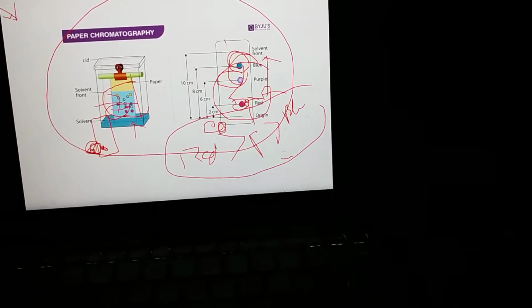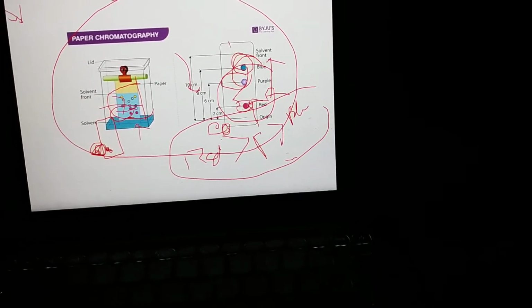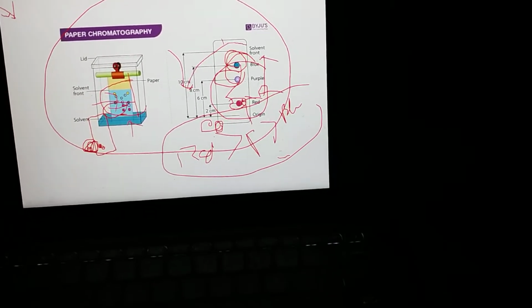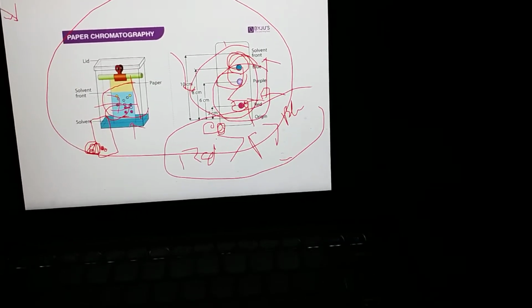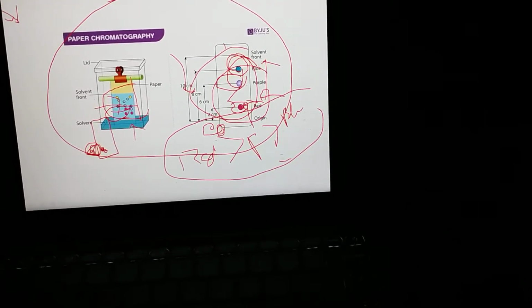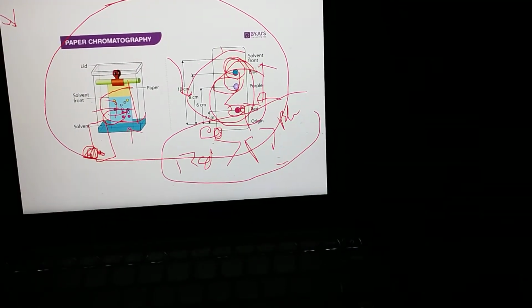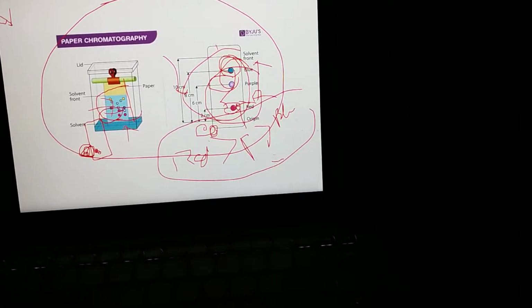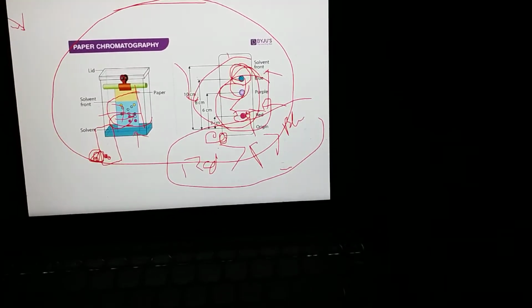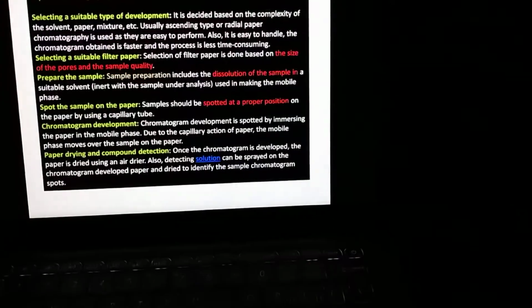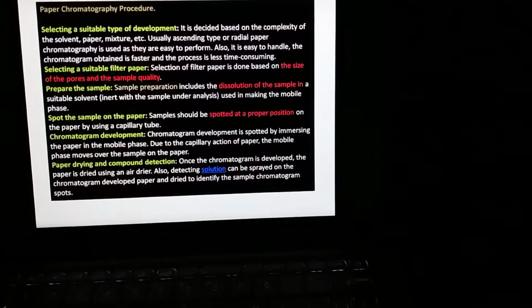Chemically, this component is polar and your stationary phase is also polar, so the interaction is much more. It is the second concept. This is the basic concept that explains why this spot will be present at the bottom and why this spot will be present above. Okay, so come to the third slide.